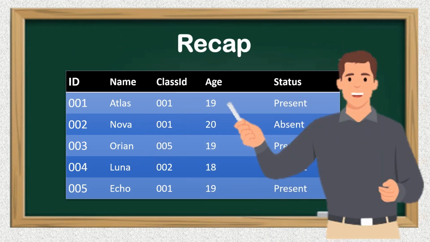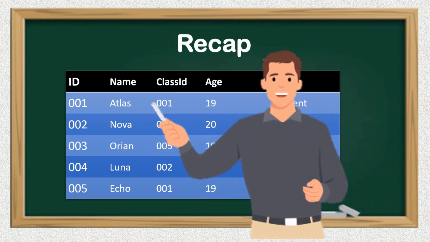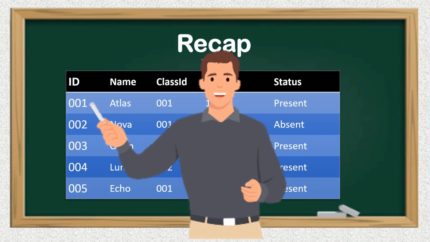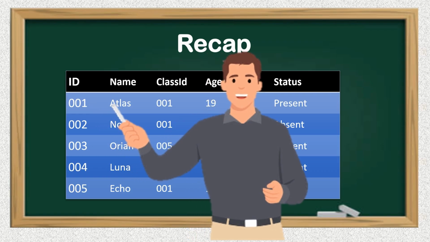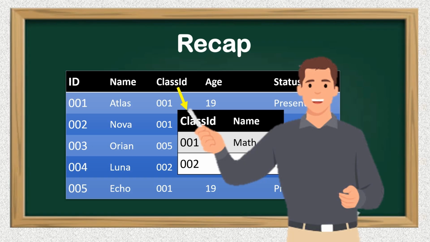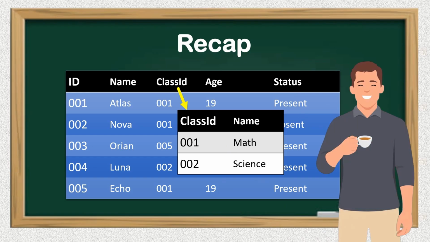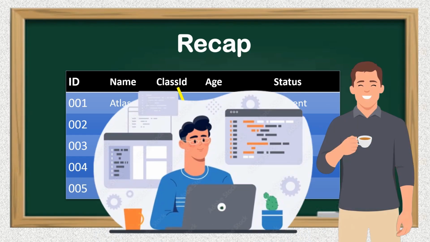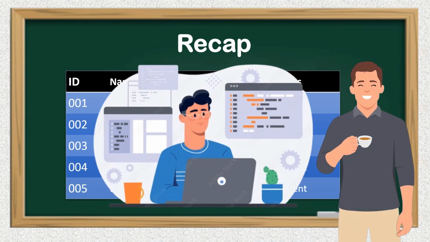Let us quickly review what we learned. A primary key gives every record a unique identity. A foreign key connects one table to another table. Together, they keep your data organized, accurate, and easy to manage. These are 2 of the most important concepts in SQL, and every database developer should understand them.